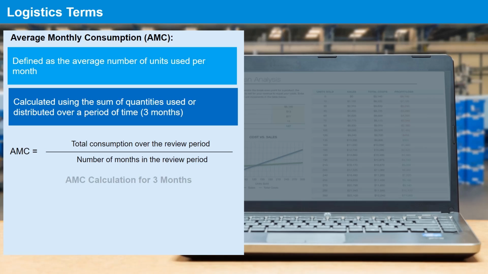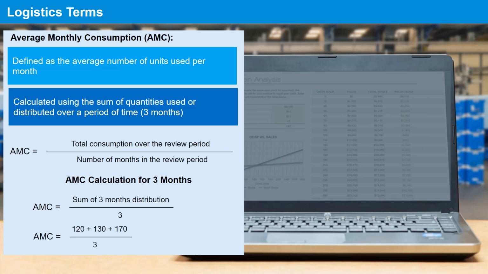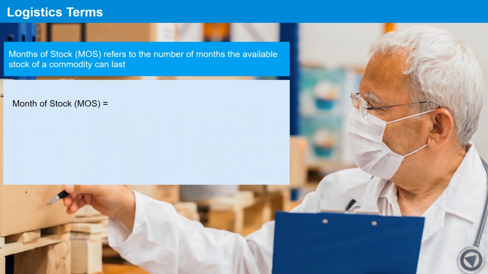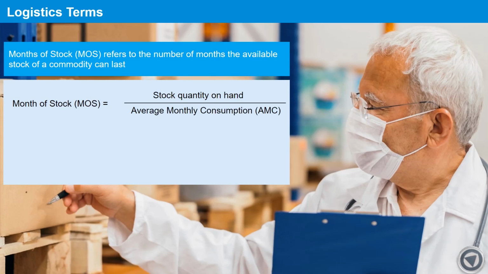If you need to calculate the average monthly consumption for 3 months, then sum the distribution for the last 3 months and then divide it by 3. For example, if the distribution for the last 3 months is 120, 130 and 170 respectively, then the sum is 420. On dividing it by 3, we get the average monthly consumption 140. Month of stock, or MOS, refers to the stock quantity in hand divided by the last month quantity of consumption. For example, if the stock on hand is 540 and the average monthly consumption is 180, then the month of stock will be 3.0.